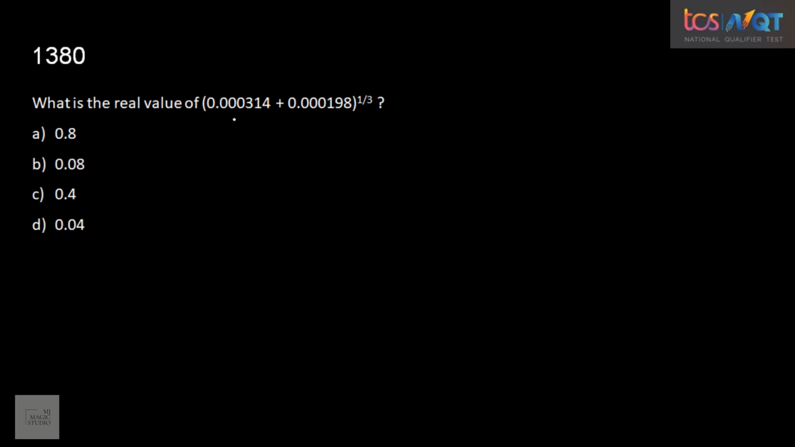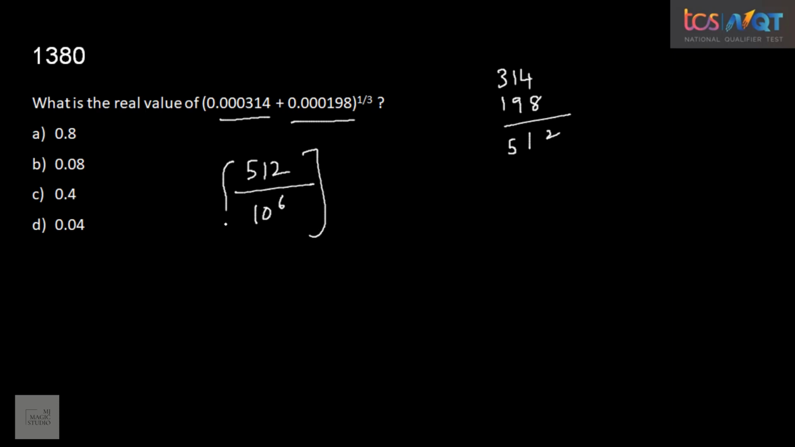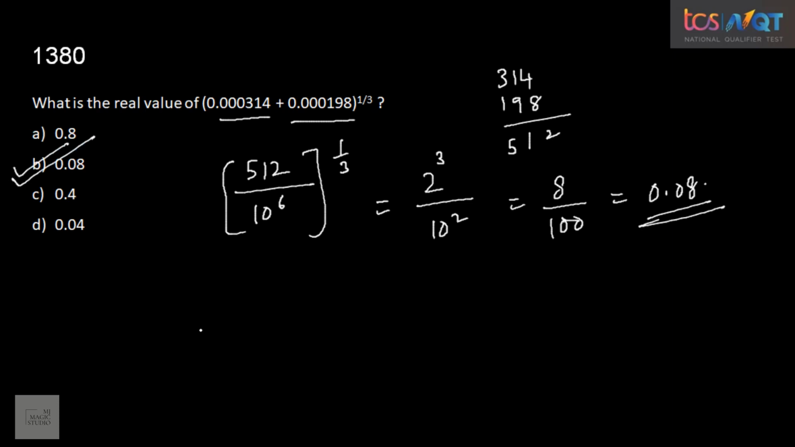What is the real value of this plus this? Let me count 1, 2, 3, 4, 5, 6, 1, 2, 3, 4, 5, 6. So it is 0.512 by 10 to the power 6, whole to the power 1 by 3. 512 is 2 to the power 9. So 9 by 3 would be 3, and 6 by 3 is 2. So this is 8 by 100. It should be 0.08. Option B.